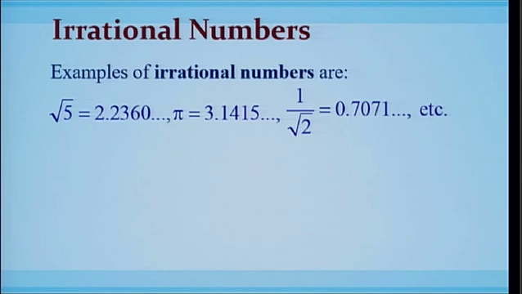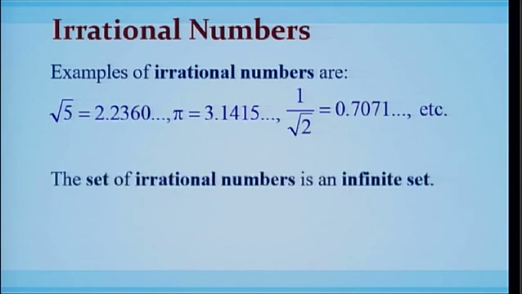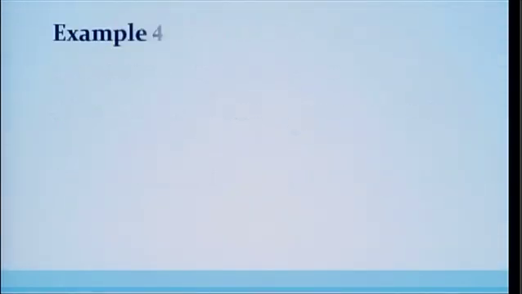Remember that when we are talking about P over Q, both should be integers, where square root 2 is not an integer. Don't think that 1 over square root of 2 is rational. It is irrational, because both the numerator and the denominator should be integers. The set of irrational numbers is an infinite set because we have so many irrational numbers.